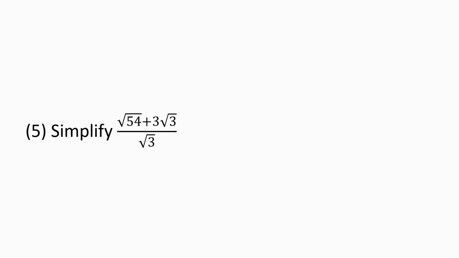Question 5. Simplify (root 54 plus 3 root 3) divided by 3. The expression is (root 54 plus 3 root 3) divided by root 3. So to simplify, the first step is to eliminate the square root in the denominator, and to do that we are going to multiply by a similar factor which is root 3, but in order not to change the expression, we have to multiply by root 3 over root 3, which is the same as multiplying times 1.